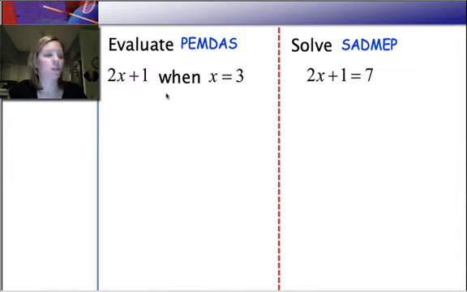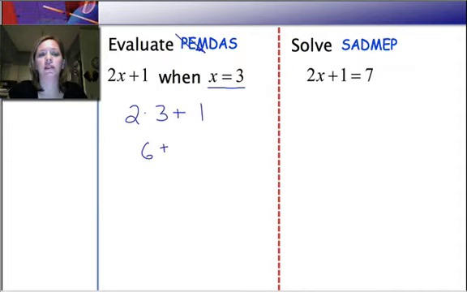So if I have the expression 2x plus 1, and I want to evaluate that when x equals 3, you know that that means plug in 3 for x. This becomes 2 times 3 plus 1. Now we don't have any parentheses, don't have any exponents. Ooh, we do have multiplication, so I'm going to do that first, of course. 2 times 3 is 6. We don't have any division. Oh, we've got addition, that comes last. 6 plus 1 is 7. There was no subtraction, so we're done.